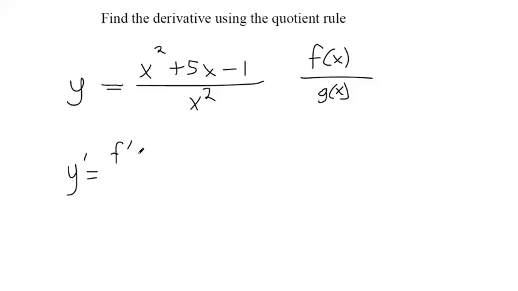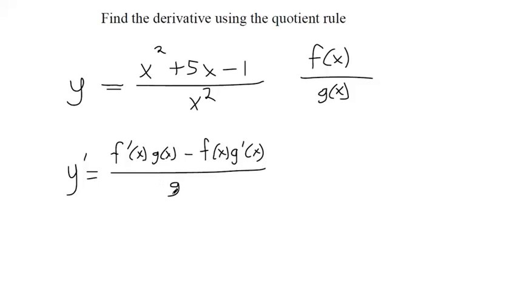taking the derivative of f times g, subtracted by f kept the same times the derivative of g. And that's all over g squared. Okay, and if you know the product rule, you could easily derive the quotient rule.